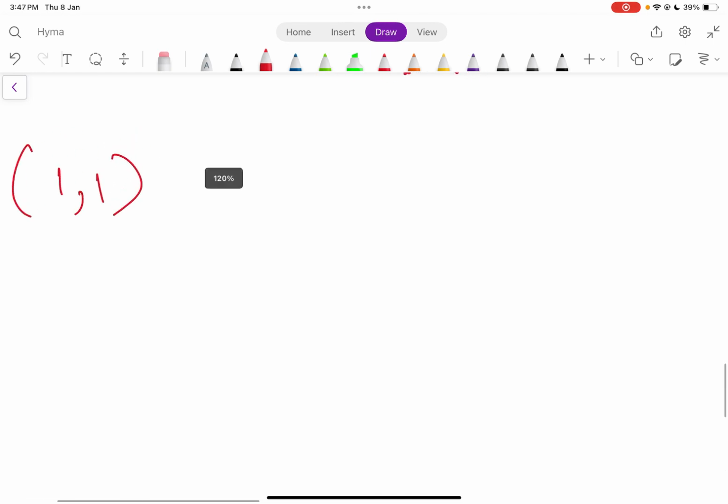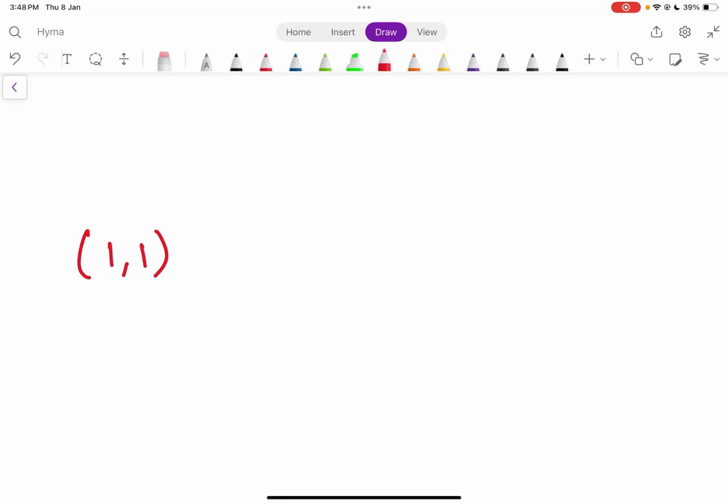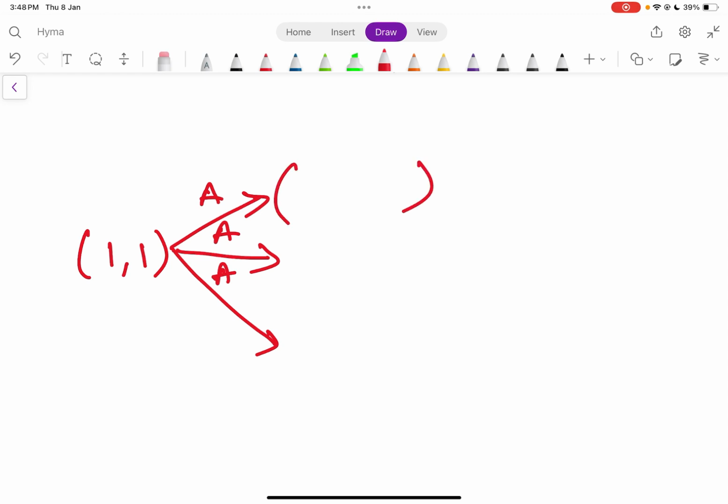1 comma 1. Let's try to analyze them. The player that is going to make the next move is Alice, so we'll write for Alice. Alice also has 3 choices that he can make. Let's say he tries to perform the first operation by eating a biscuit. So the states will be something like this.